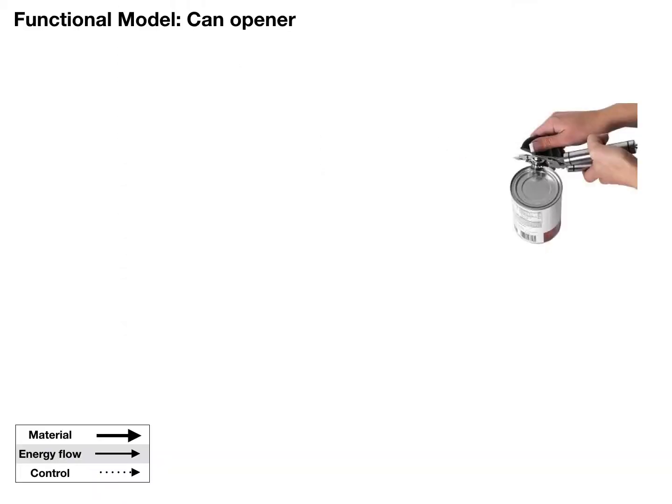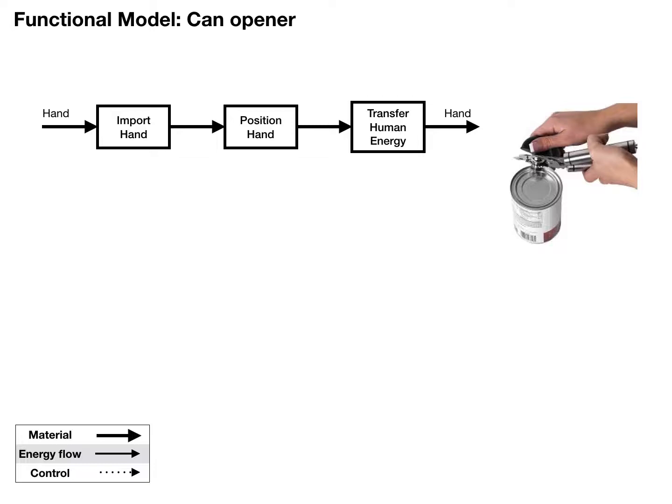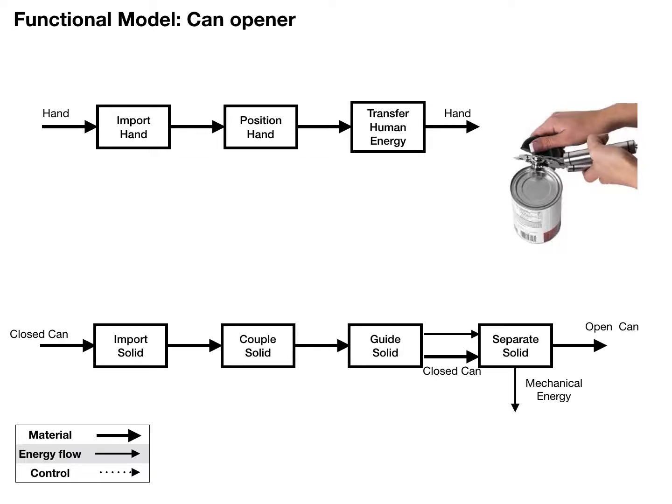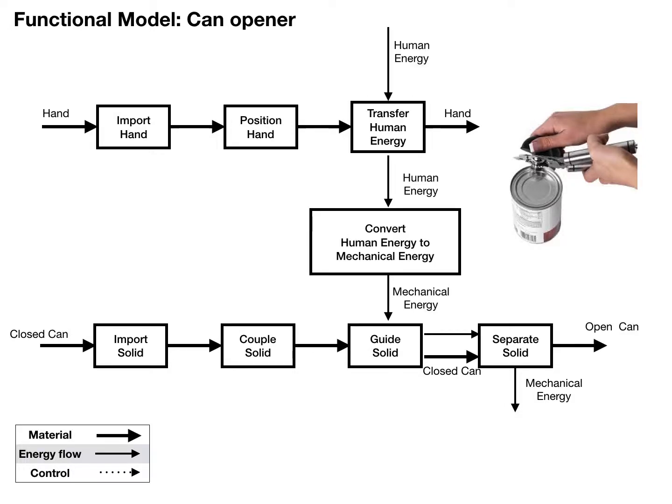In the functional model, we need to first try to understand the different flows that go in. The first one is the hand, how the user needs to import the hand to the system, in this case the can opener, how we need to position a hand, and how we need to transform that hand into some type of energy. The other flow that is important to the system is the can itself. We need to import the can to the system. We need to couple it with the can opener. We need to guide it and then finally separate it. And of course, we need to connect and transform that input of the hand, as human energy, to a mechanical energy, and that is going to activate the system.